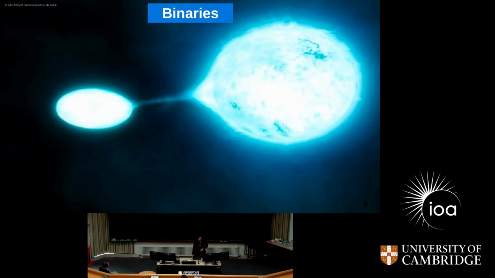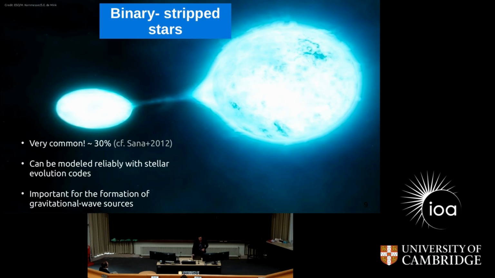And today the binary products I will be focusing on are the binary stripped stars. What are these stars? These are the stars that are the initial donors in these systems. So the bigger one on this picture, that will lose its outer layers by transferring mass to the companion star and become what we call binary stripped.